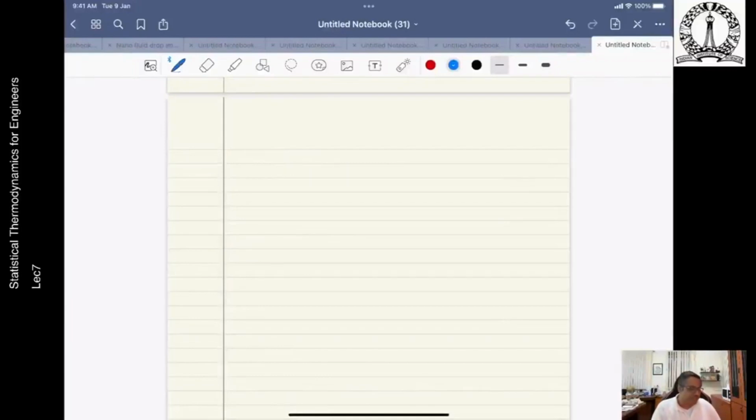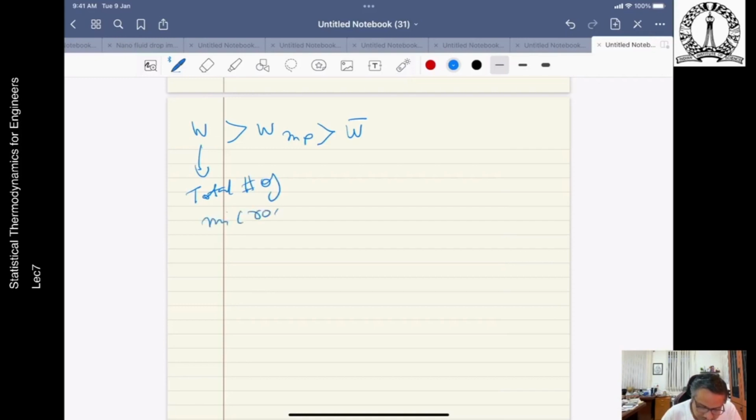So welcome to lecture 7 of Statistical Thermodynamics for Engineers. Just a brief recap. If you recall, what we did in the last lecture is that W is greater than W most probable, which is greater than W bar, where W was the total number of microstates in the system, and W bar is the mean number of microstates.